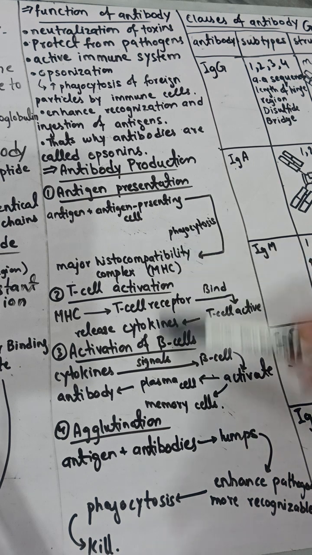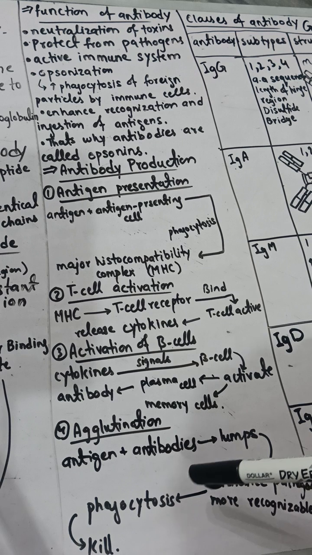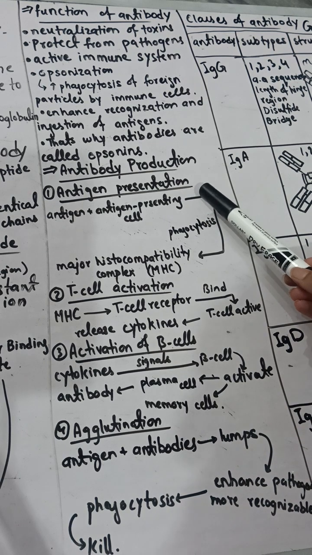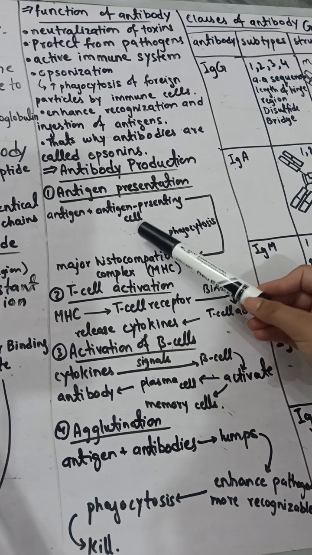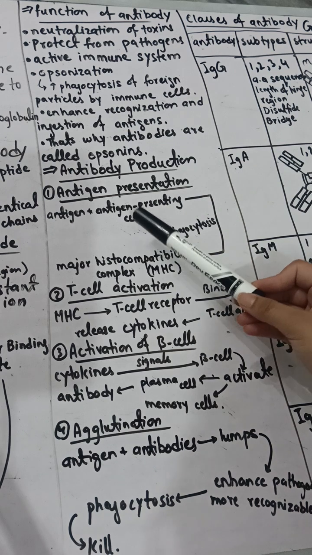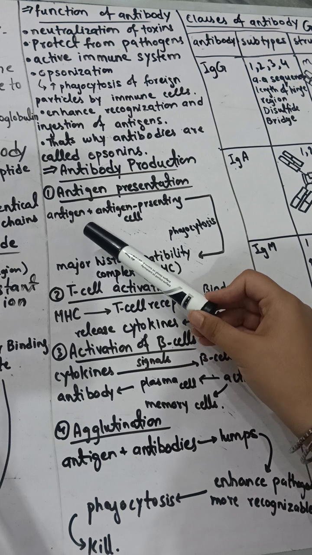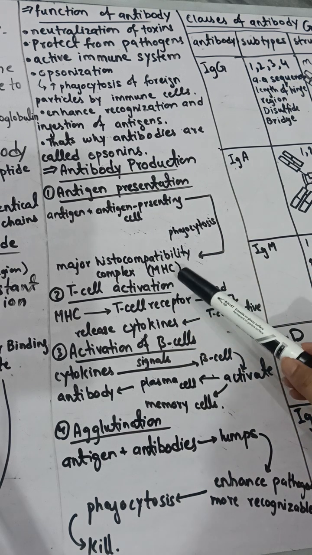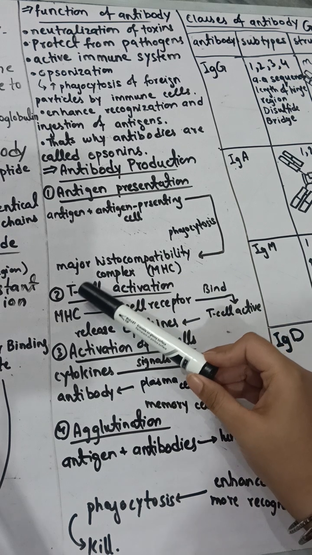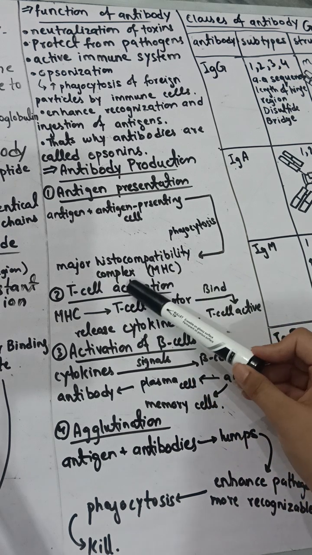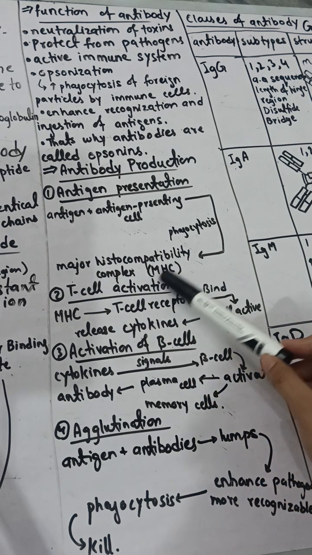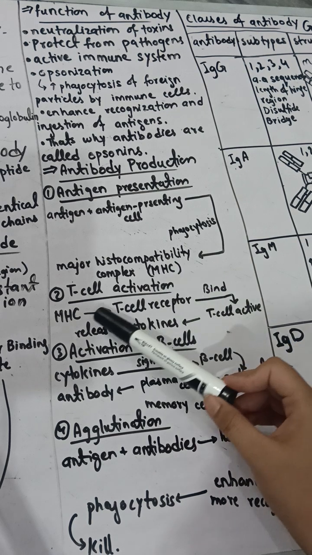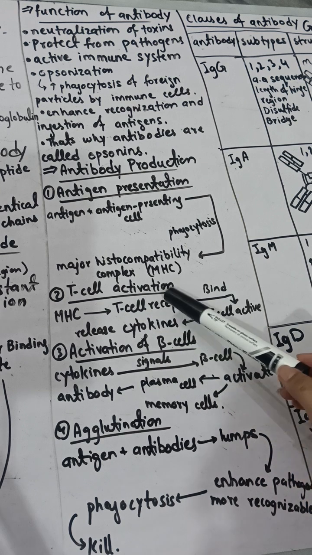So I have drawn four steps here. First step is the antigen presentation. Antigen presenting cells are present inside your body. They will attach themselves to the antigen. And after this attachment, they cause phagocytosis and produce a complex which is called the major histocompatibility complex, abbreviated as MHC complex. After this complex formation, the second step occurs, which is the T cell activation.